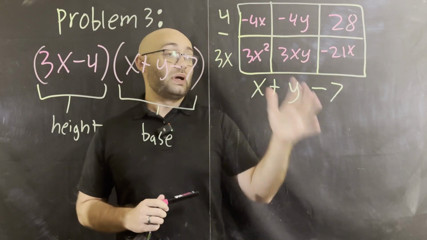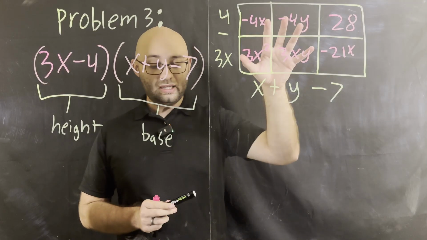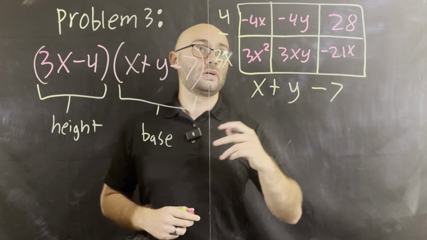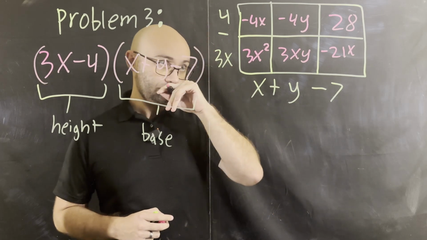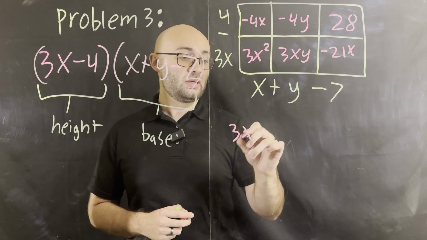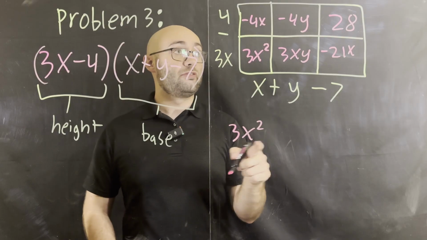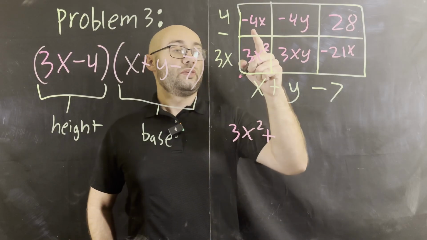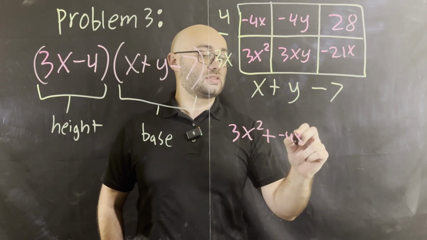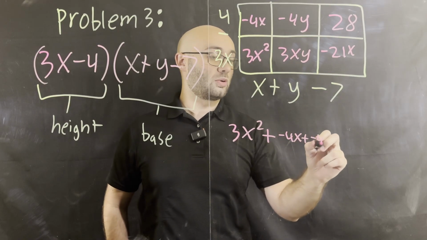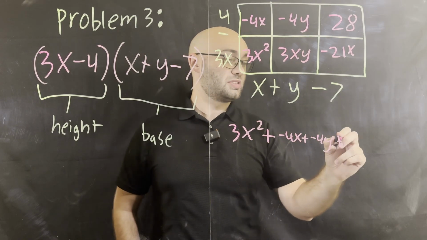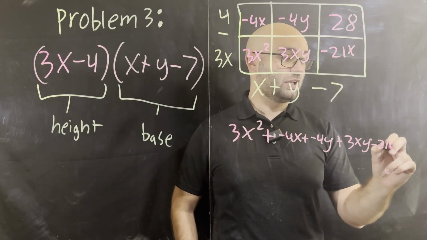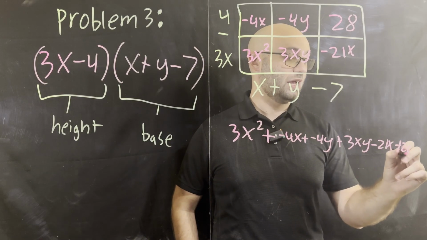Now that I have all my different sections filled in, I'm going to take it, bring it out, and rewrite it as a sum. So we got 3x squared, because that's my highest power variable, so I'm going to write it first. Plus, let's see, negative 4x plus negative 4y plus 3xy minus 21x plus 28.